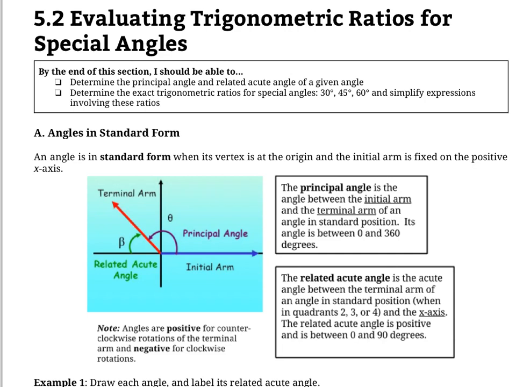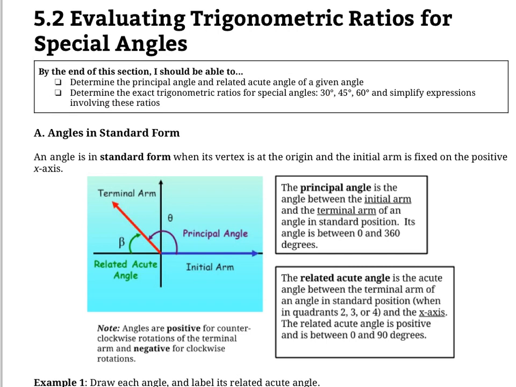In this lesson, we're going to talk about angles and how to find them. Specifically, we're going to talk about something called a principal angle and a related acute angle, and we're going to have to find those in different situations. The other thing we're going to look at in this lesson is how to find exact trig ratios for special angles, 30 degrees, 45, and 60 degrees. And we're looking for an exact trig ratio, so we're not going to be using your calculator, but we're going to be deriving the exact ratios.